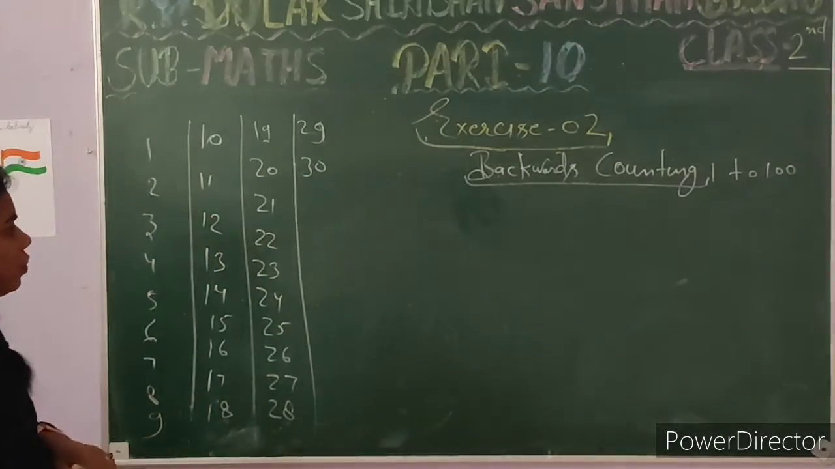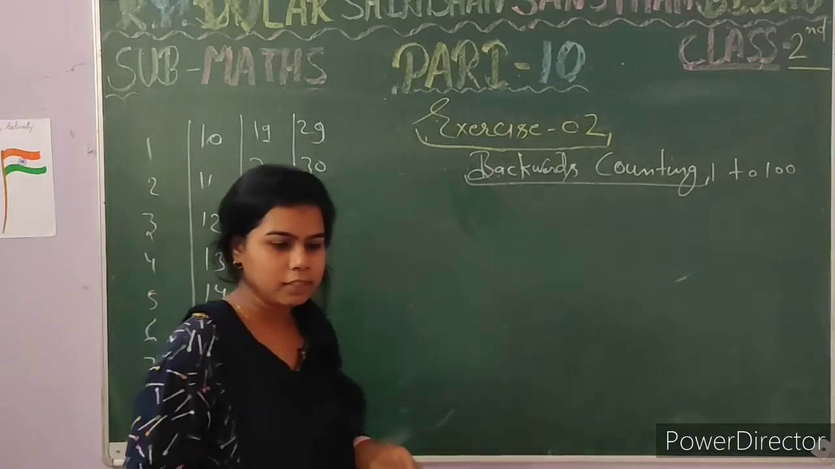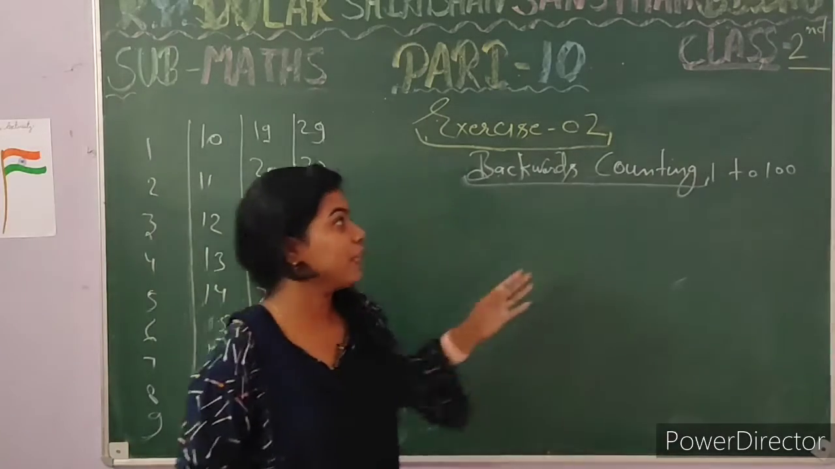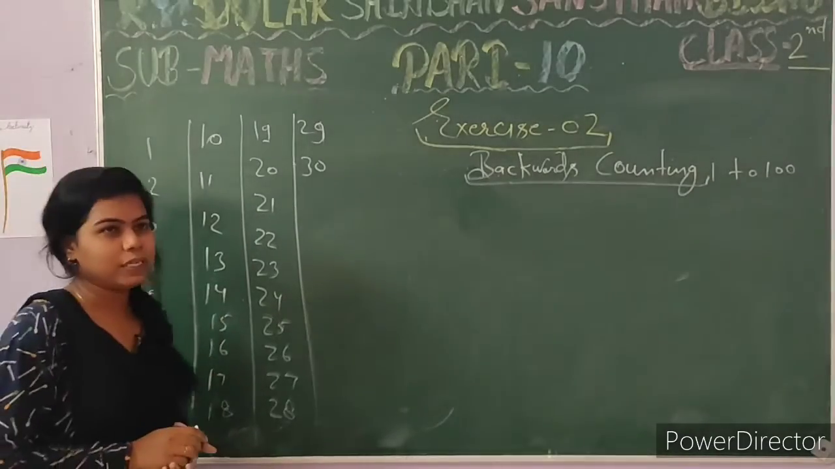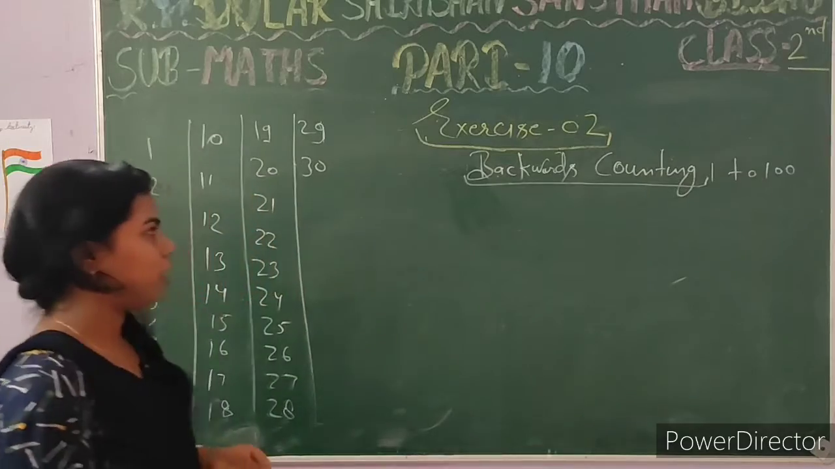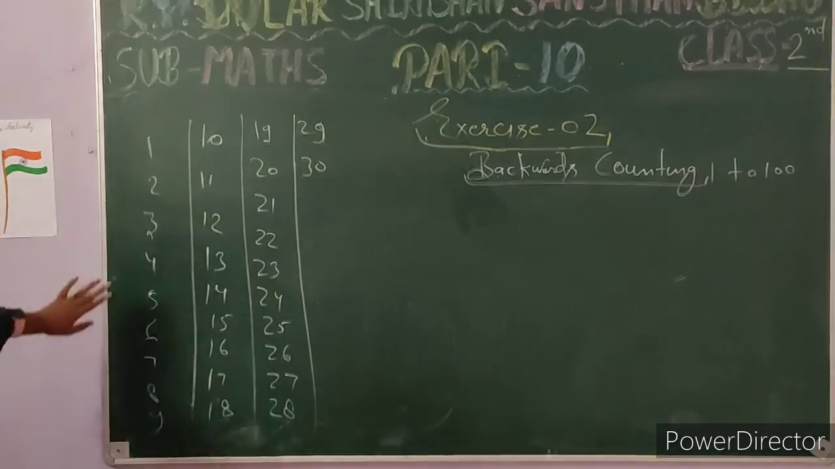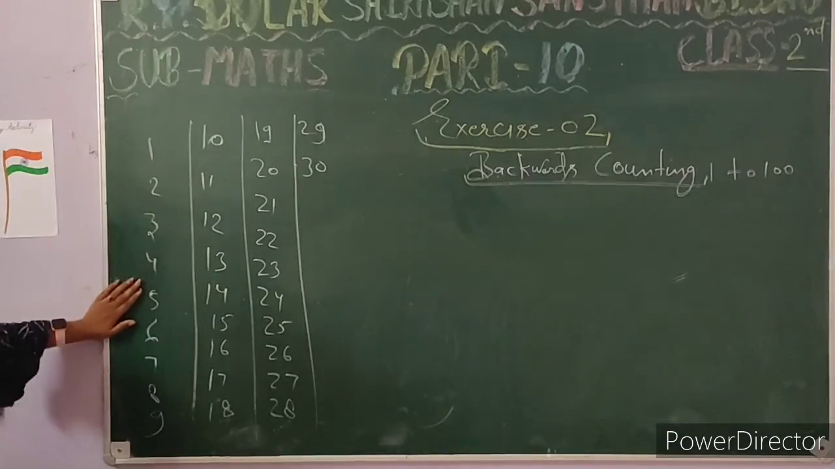Normal counting, students, we know about the normal counting 1 to 100, and I told you in previous class also how we write counting in numbers and words, 1 to 100. So don't be confused, students. Very easy method I tell you today. In previous classes we started from 1, 2, 3, 4.